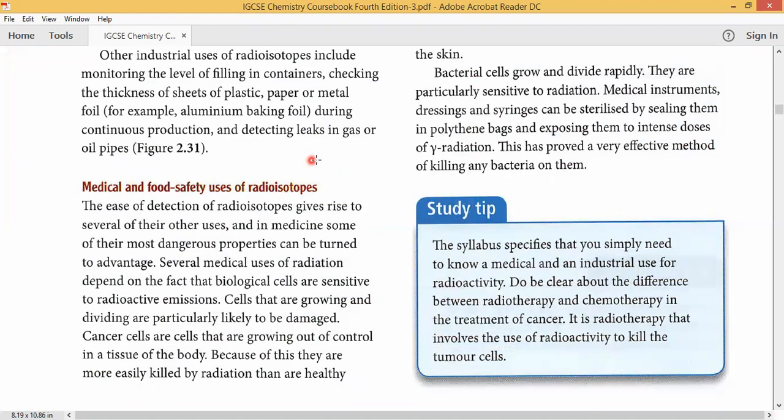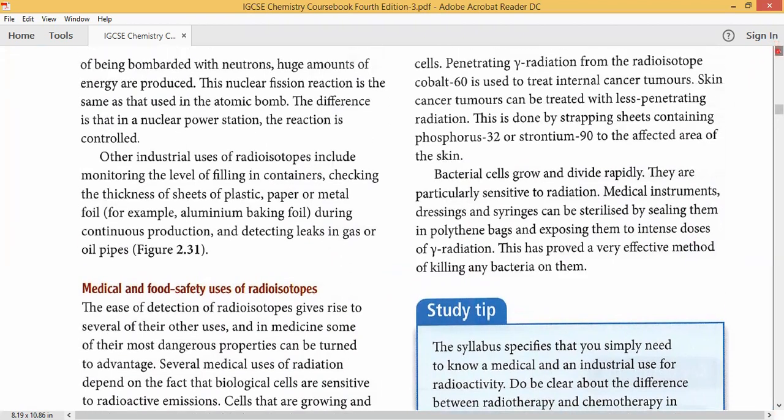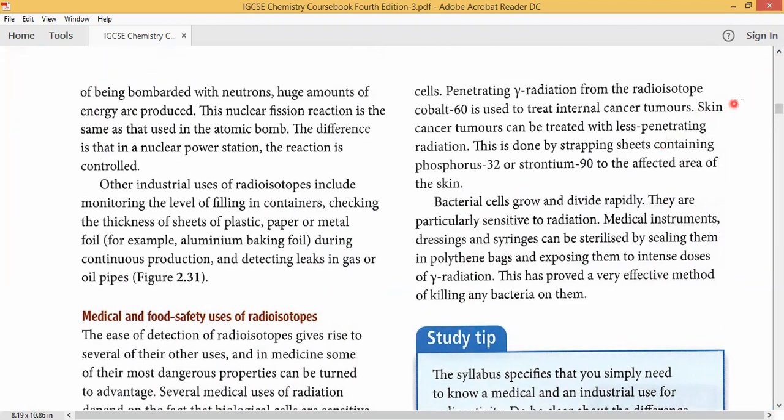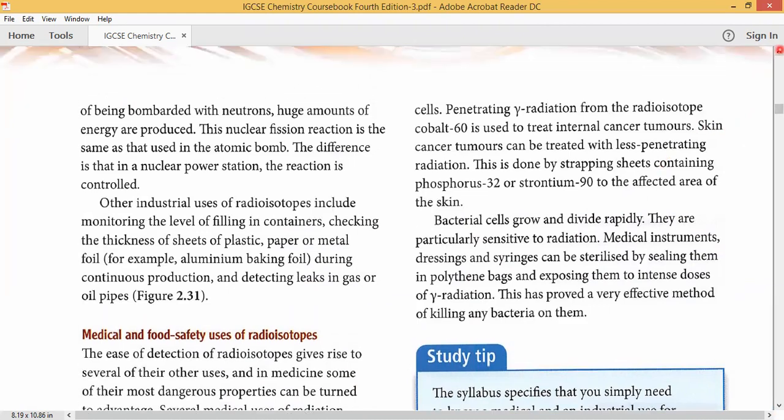Moving on to medical or food safety usages, that's easy. Radiation can easily kill cells or even living organisms, the microbiological ones as well. So when cancer cells, the cells that are growing out of control in a tissue of the human body, appear, what we do is kill them with the help of radiation. This is known as radiotherapy. Radiotherapy is a pretty common technique nowadays to treat cancer.